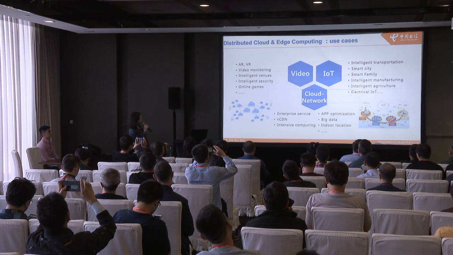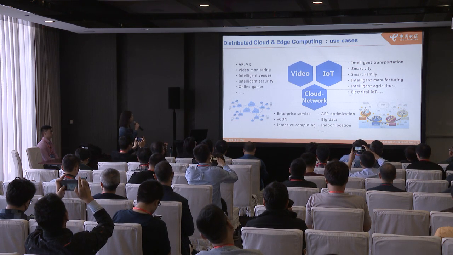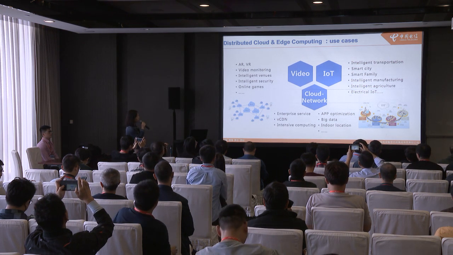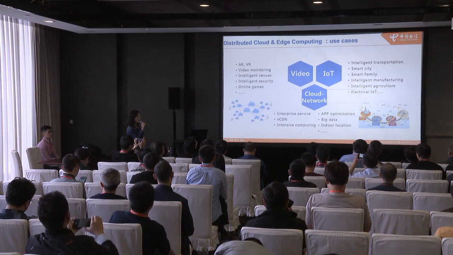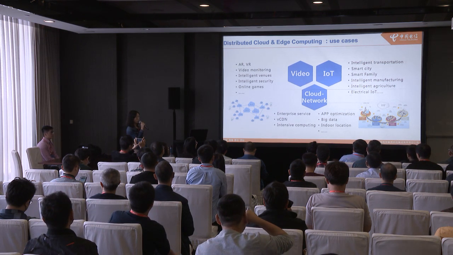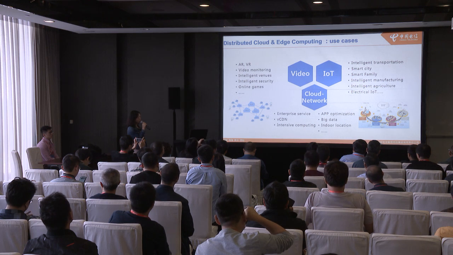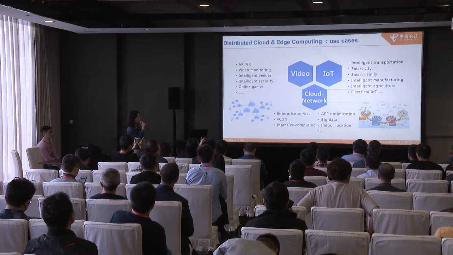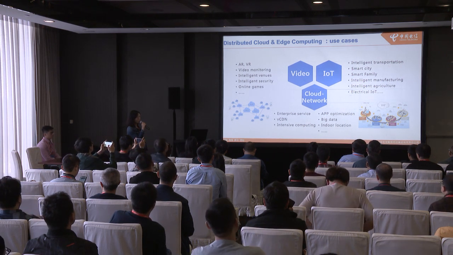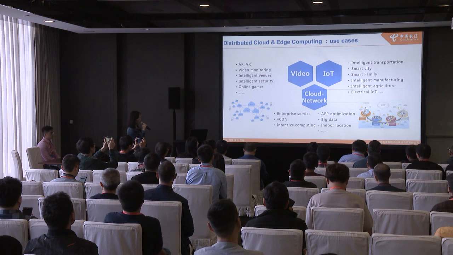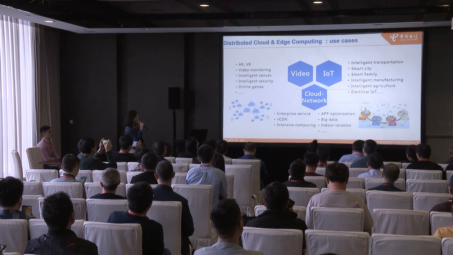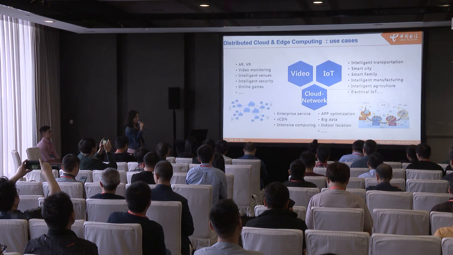Second, IoT for various industries, for example, transportation, manufacturing, agriculture, which will provide the capability of data collecting of massive devices and also cooperative data processing, storage, and analysis between the edge and the cloud.